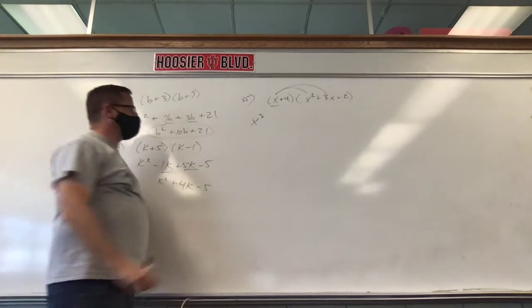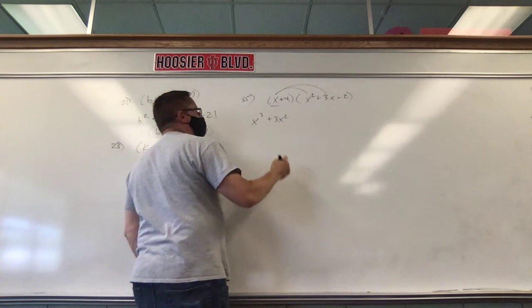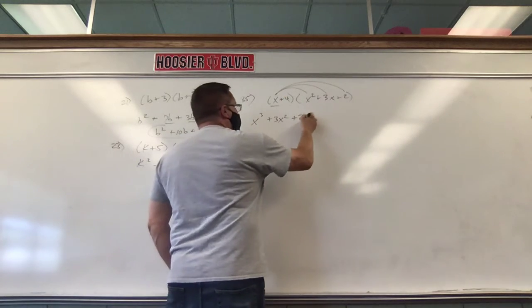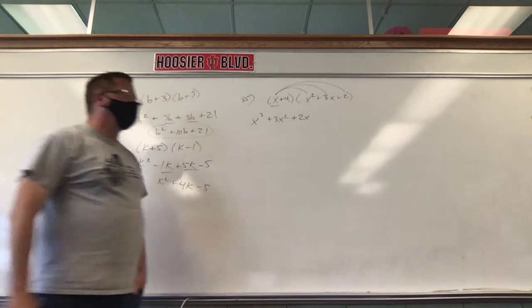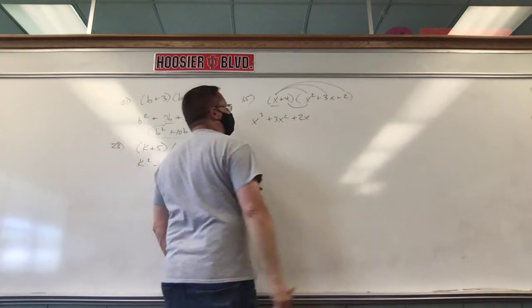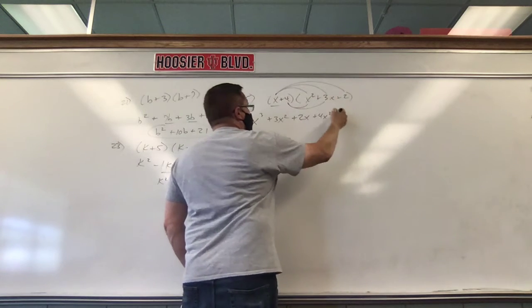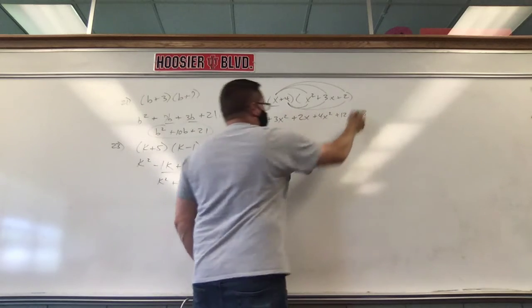3x to the power 2. 3x squared. Same thing as she said. 3 to the power of 2, or x to the power of 2. And how about x times 2? 2x. Now what are we going to times by? 4. 4 times x squared is 4x squared. 4 times 3x is 12x. Plus 8. 4 times 2 is 8.